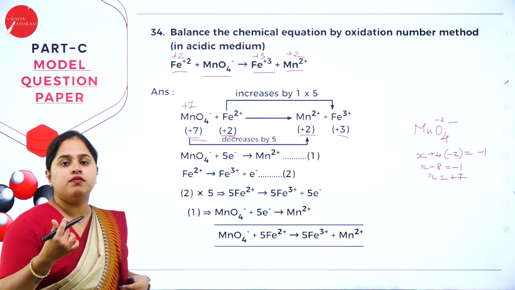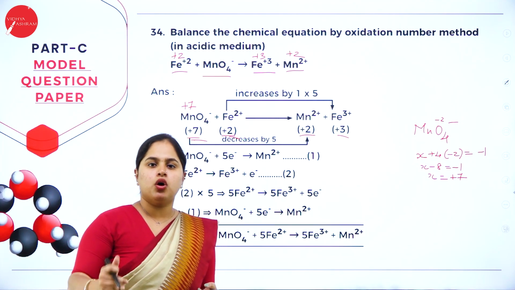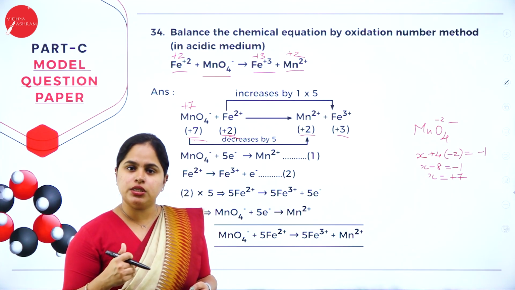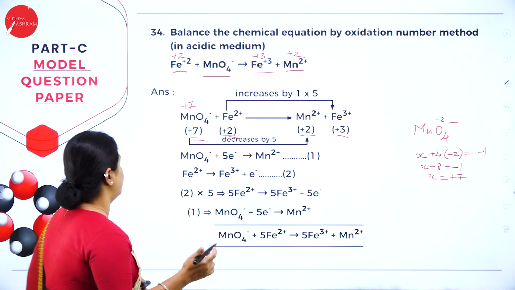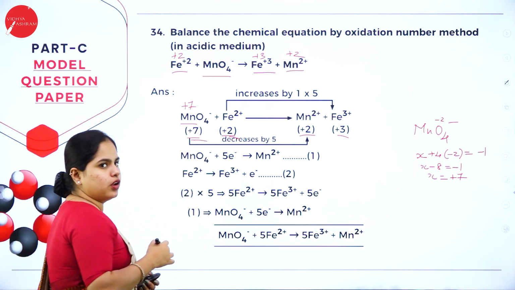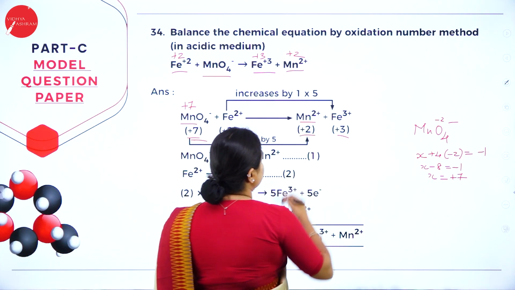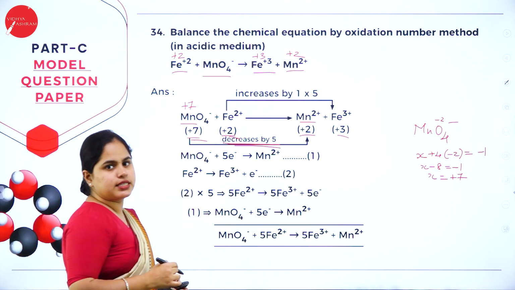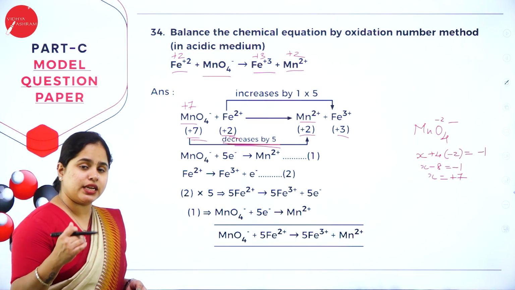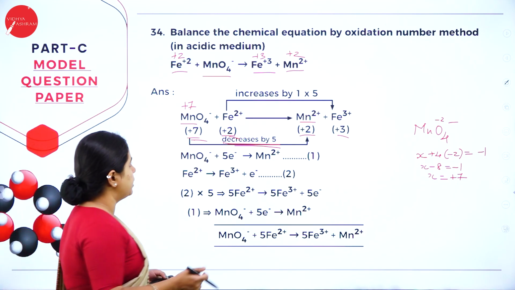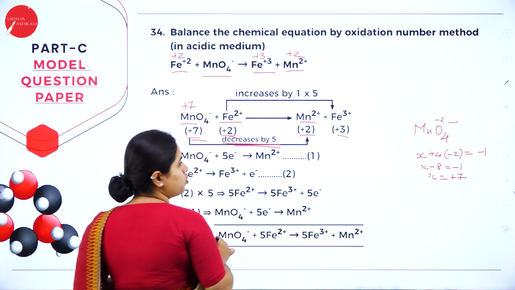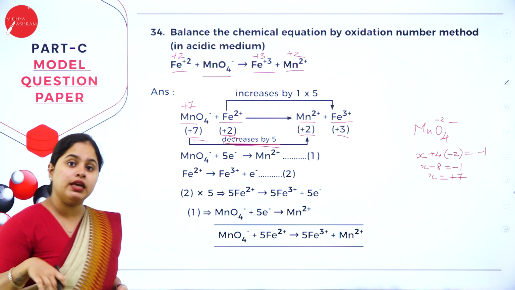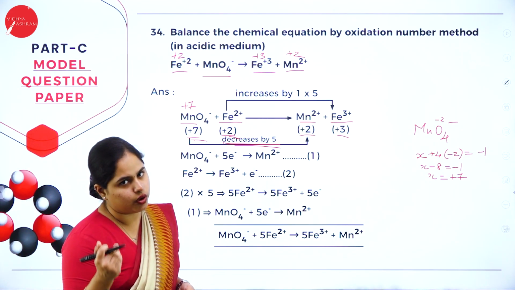We have to identify which is undergoing oxidation and reduction. So oxidation is the one which undergoes an increase in oxidation number, and reduction means there will be a decrease in oxidation number. So manganese, here it is in +7 oxidation state, here it is in +2 oxidation state. So that means it is decreasing by 5 units, right? So it is decreasing means it is undergoing reduction, right? Now iron, it is in +2 oxidation state here and +3 oxidation state here. So it is undergoing an increase in oxidation number, so it is undergoing oxidation.